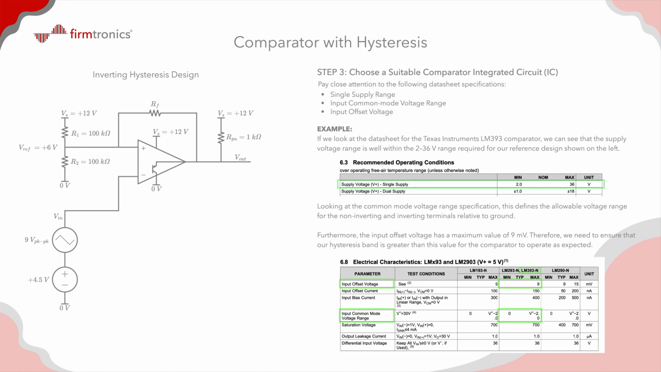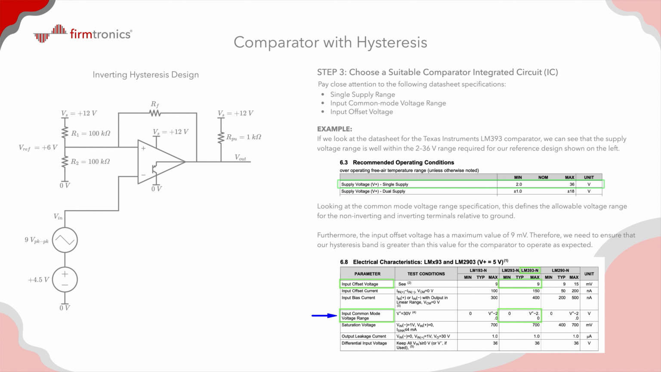So you might be wondering what the common mode voltage range specification is, and trust me, it's not as bad as it sounds. It basically defines the allowable voltage range for the non-inverting and inverting terminals relative to ground. From the datasheet snippet below, we can see that the input terminals can go as low as ground, which is great. However, it cannot exceed the supply voltage by V plus minus 2 volts. If we examine our reference circuit on the left, we must ensure that our input voltages do not exceed 12 volts minus 2 volts, which equals 10 volts.